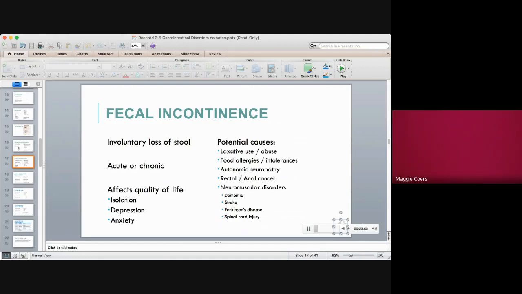It can be chronic or acute. It can happen with or without diarrhea. It can directly affect the older adult's quality of life. Okay, it can isolate them. It can cause depression and then also anxiety.